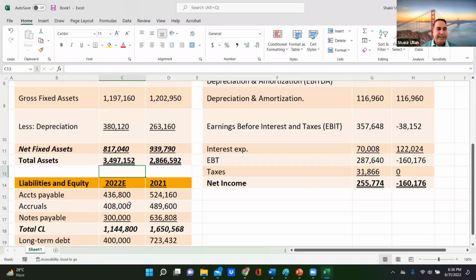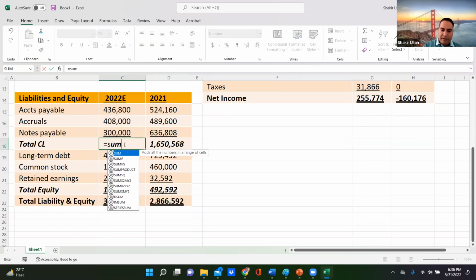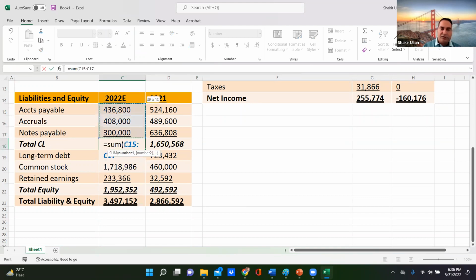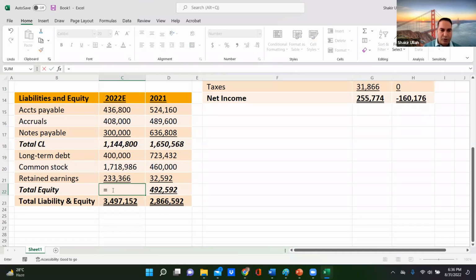All right. On the liability and equity side, the total current liabilities would be equal to the sum of these 3 liability accounts. So we can write down equal to sum of these 3 liabilities. We close the bracket and we got that number. Then we have got long-term debt, we got that, and we have common stock and retained earnings. The total equity would be the sum of the common stock and the retained earnings. So we simply write that down, equals the common stock plus the retained earnings. All right, we got the total equity.